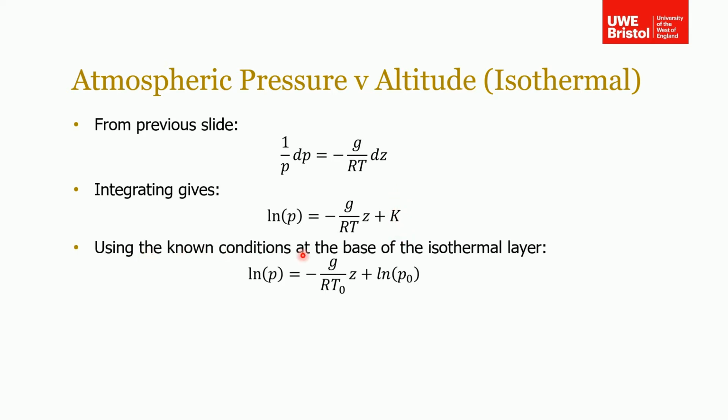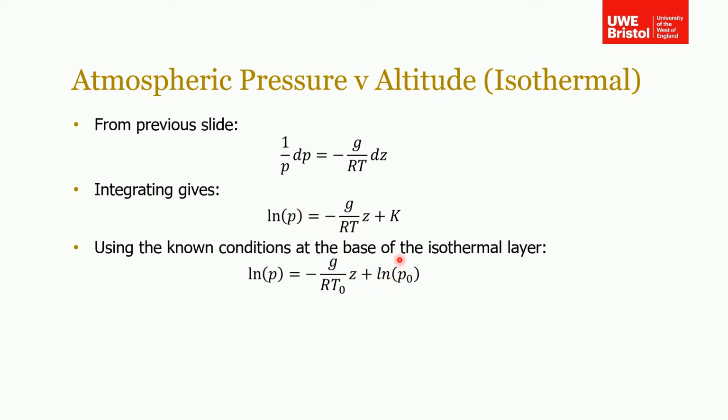And if we put in the known conditions at the base of the isothermal layer, and notice the words here, I've been quite careful in what I've said. I haven't said ground level, I've said the base of the isothermal layer. So for example, if you're looking at an isothermal layer higher up, then you have to come to the base of that layer, not right back down to ground level. So that's what that subscript 0 means. So if you do that, you find out what the constant K is by plugging those values in.